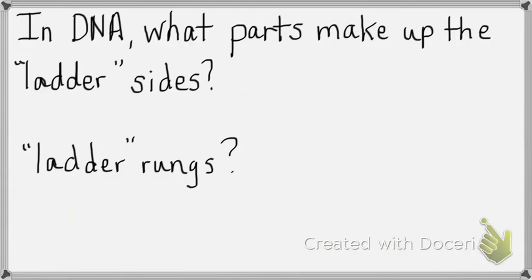What parts make up the sides of the ladder? No. Look at the picture, page 136. The sides of the ladder. Phosphate and the sugar. What's the name of that sugar? Deoxyribose. Everybody see the sides are made out of phosphate, sugar, phosphate, sugar, phosphate, sugar, phosphate, sugar. It's holding it all together. It's structural.